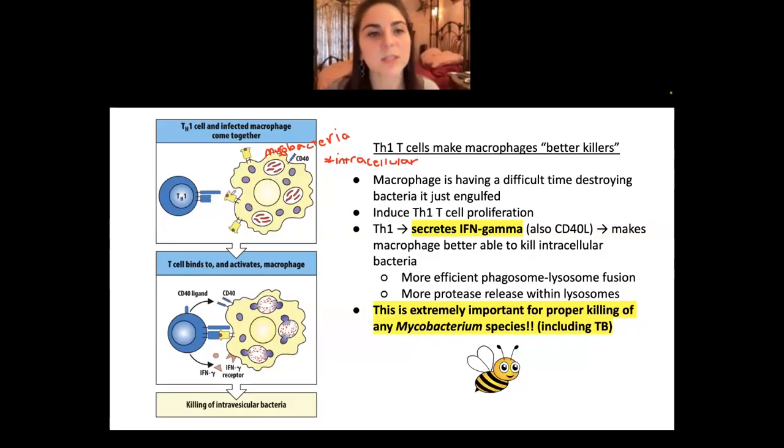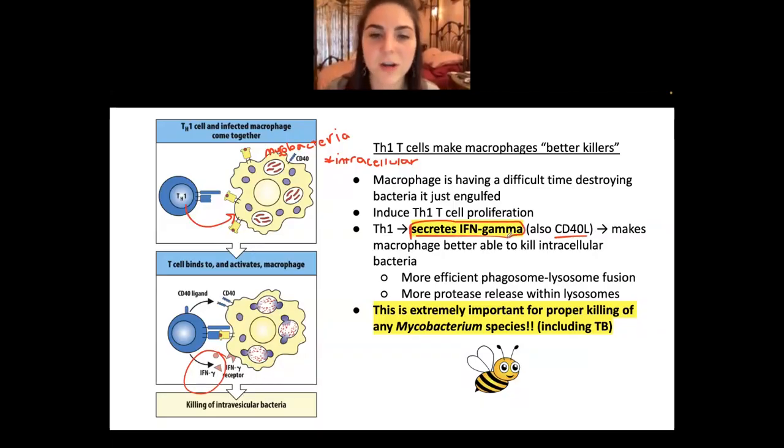So it's going to go find a naive T cell, activate it, and then tell it to turn into a Th1 cell. Th1s secrete interferon gamma, which is right here. And I also put CD40 ligand because this is like the immunodeficiency. If you don't have CD40, we're going to talk about that later. But this is the big guy with mycobacteria.